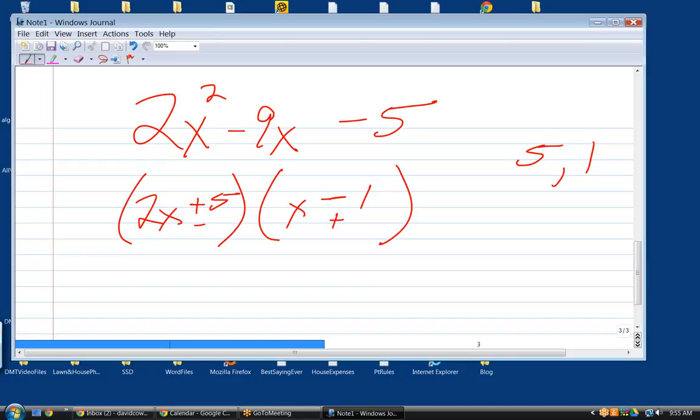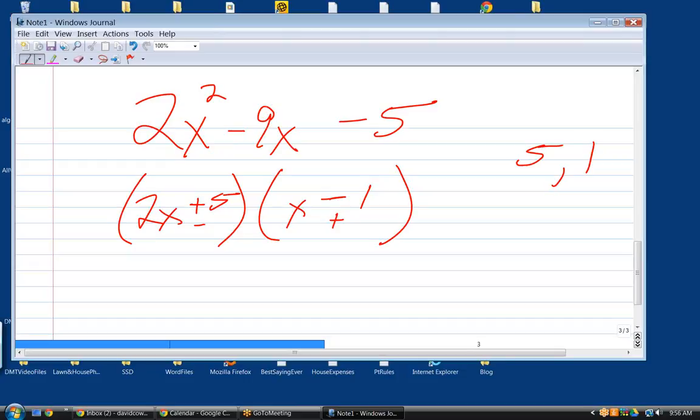Wait. 5x and x plus 1x. First of all, minus 1 times 2x is minus 2x. So minus 2x plus 5. Okay. What does that give you? 3x. Right. That's not even the right number, let alone the right sign.